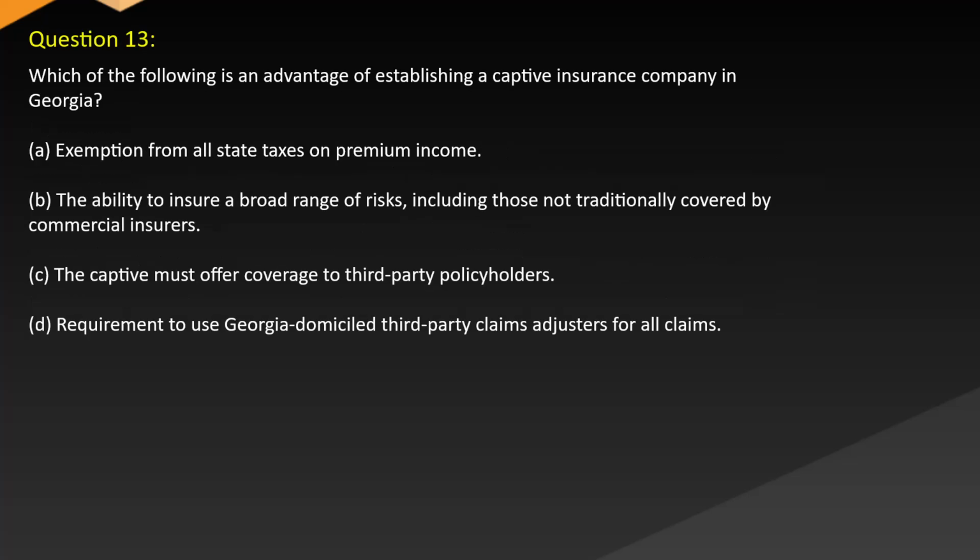Question 13. Which of the following is an advantage of establishing a captive insurance company in Georgia? A. Exemption from all state taxes on premium income. B. The ability to insure a broad range of risks, including those not traditionally covered by commercial insurers. C. The captive must offer coverage to third-party policyholders. D. Requirement to use Georgia-domiciled third-party claims adjusters for all claims.